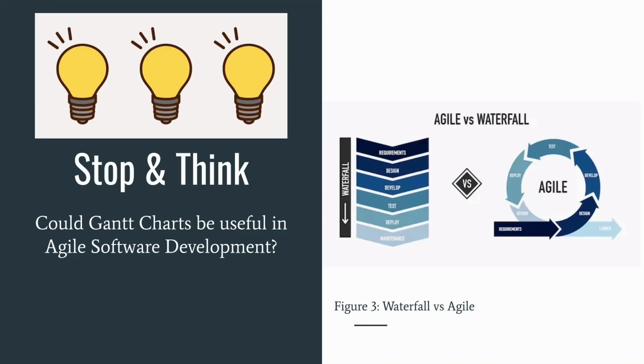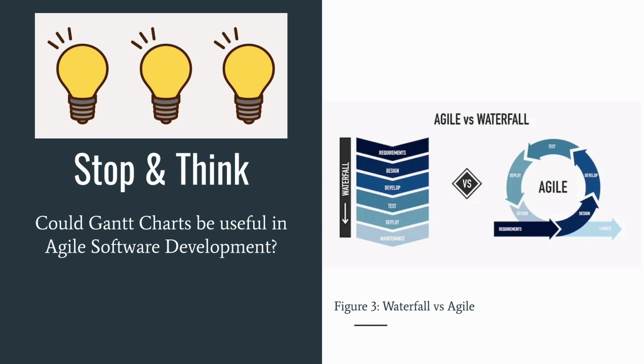Let's go ahead and stop and think. Could Gantt charts be used during agile software development? Just a quick reminder, agile software development is an iterative and flexible approach to software. It utilizes collaboration, adaptability, and customer feedback. It involves breaking projects into small, manageable iterations called sprints, as seen in the figure.